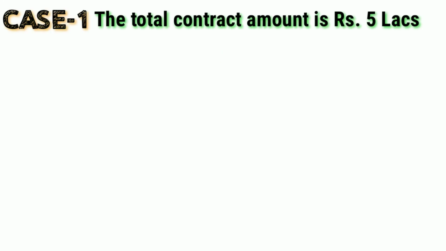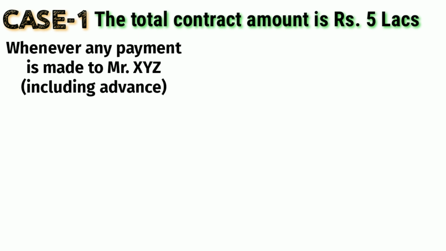Suppose ABC Trust have engaged contractor Mr. XYZ for the repairing work of the building. Now let's see case 1. The total contract amount is rupees 5 lakhs. So whenever any payment is made to Mr.